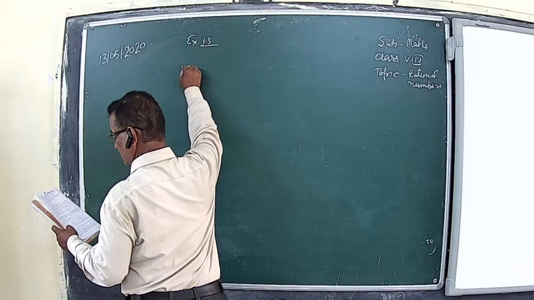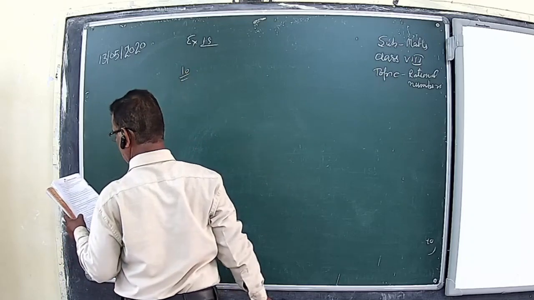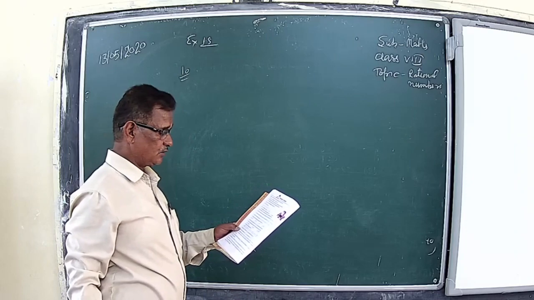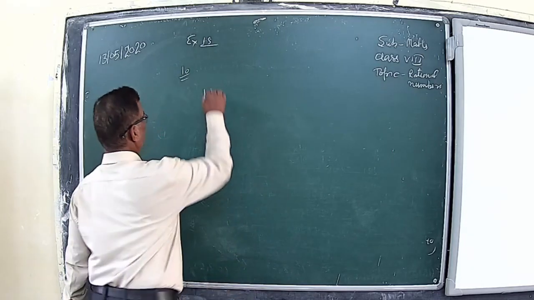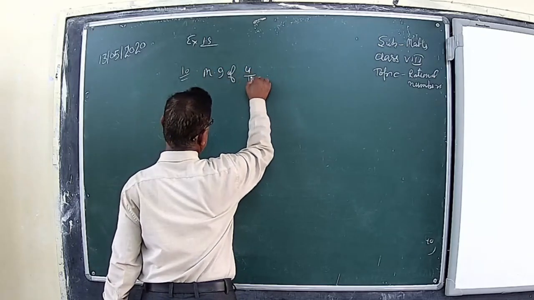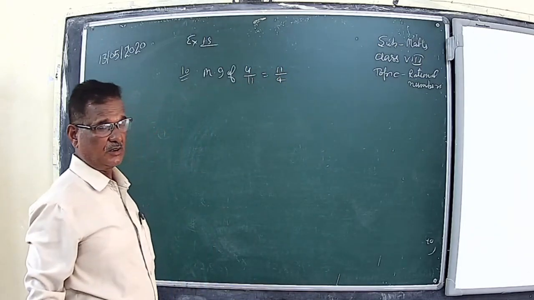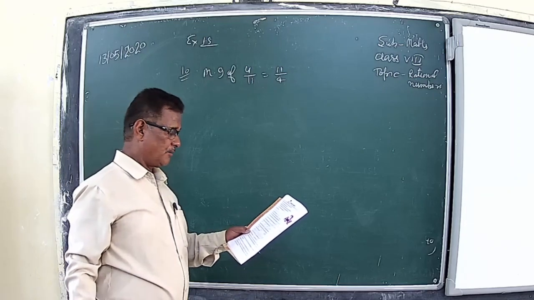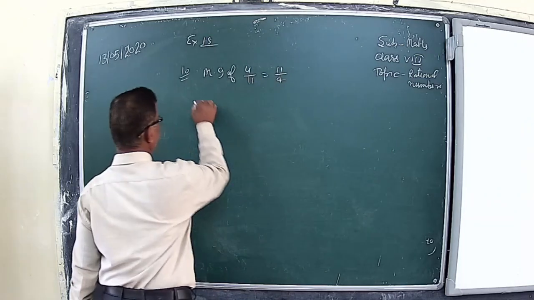Question number 10. What should be subtracted from minus 4 by 9 to get the multiplicative inverse of 4 by 11? The multiplicative inverse of 4 by 11 is equal to 11 by 4. It means what number should be subtracted from minus 4 by 9 to get this 11 by 4?